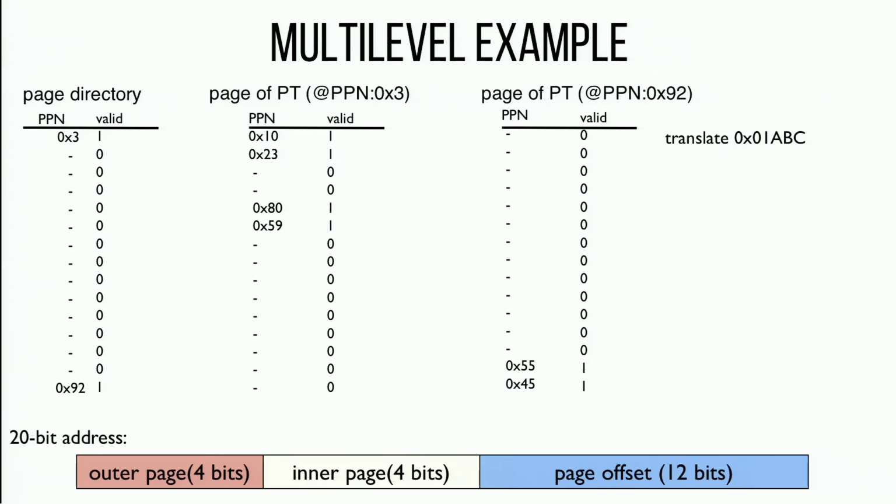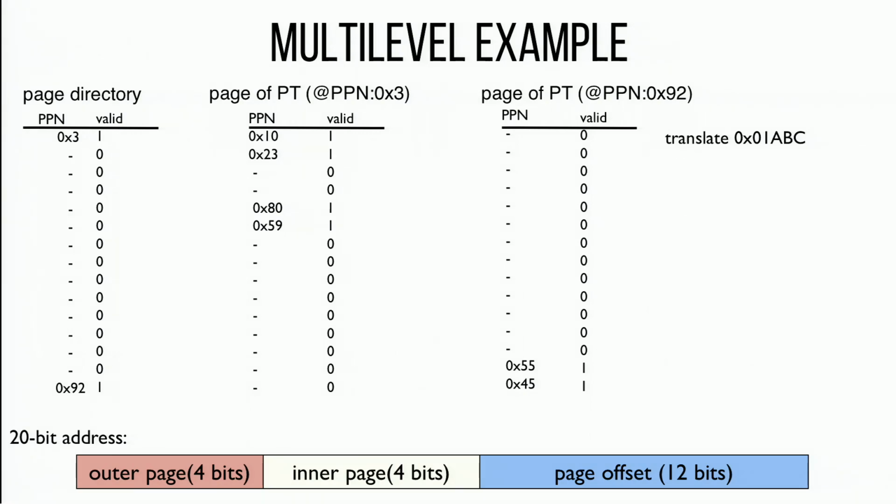So I will tell you where the page directory lives, and I will then tell you where certain page tables live that correspond to that. So this is physical page number 3. That's page tables. So if you ever get to here, then this is the page table that you'll look at. This is the page table that we get to that lives at physical page number 92 that we got to from over there. Okay, so what we need to do now is translate this virtual address. And I'm assuming 4 bits for the outer page, 4 bits for the inner page, 12 bits for the page offset. What are we going to do?